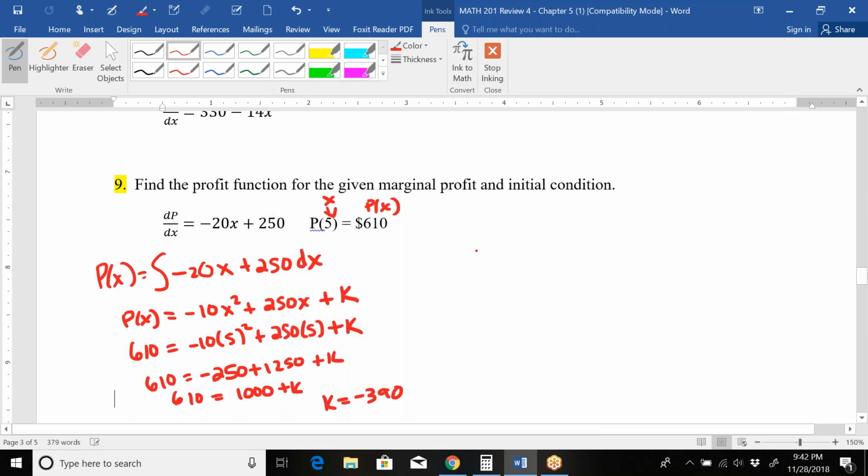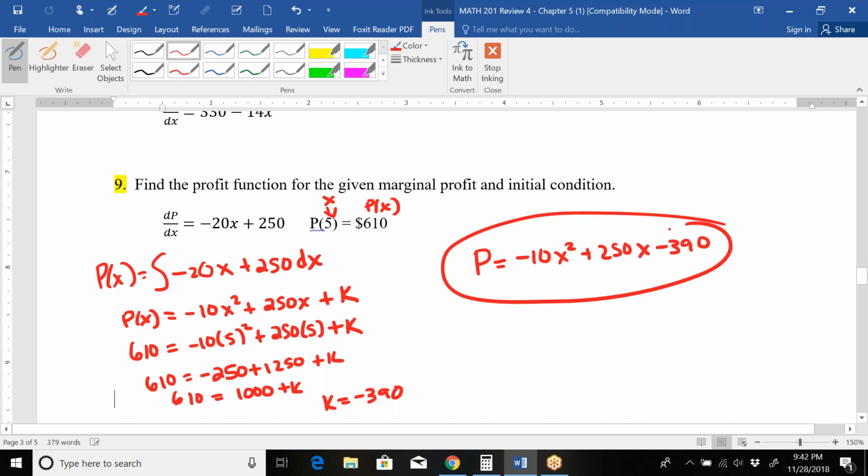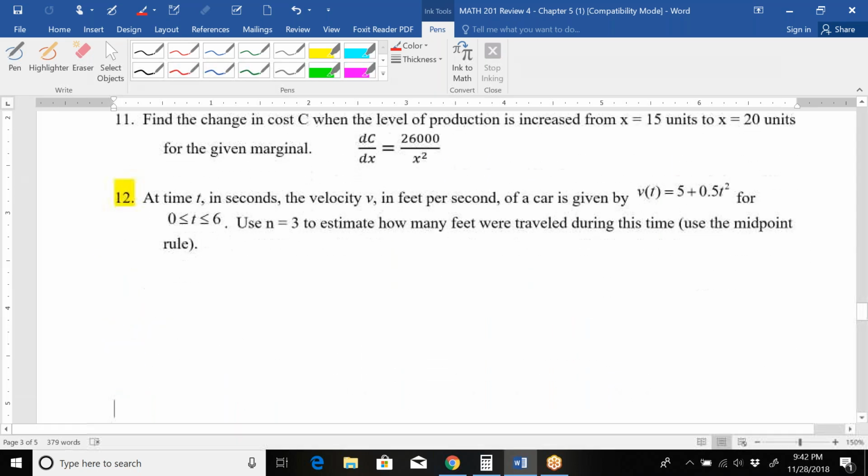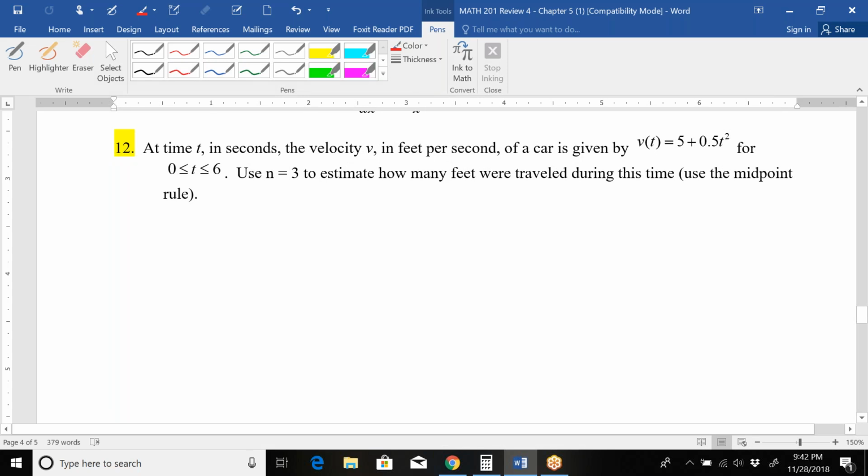Now your final answer is to write the profit function. So you need to write P equals, go back to this line right here where you had the plus k: negative 10x squared plus 250x minus the 390. So there's my formula. Okay, and then I was also requested to do number 12 and 13. These are the midpoint rule ones.